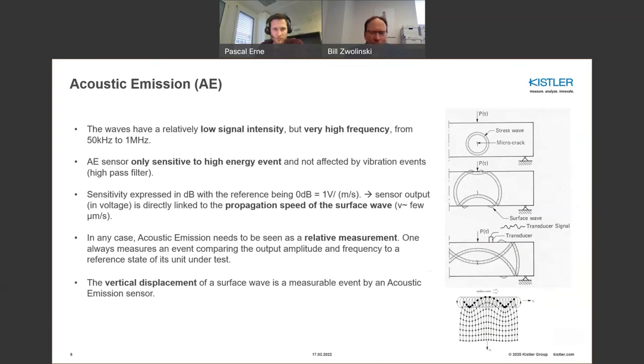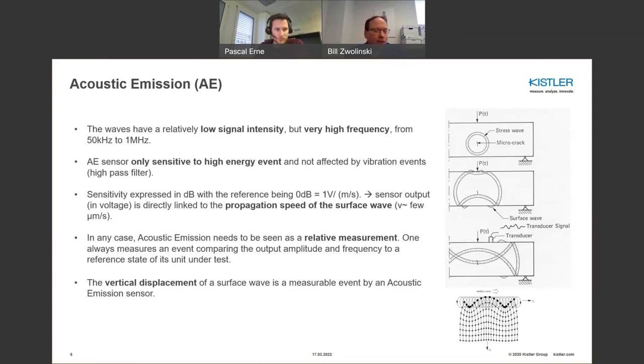Sensitivity of AE sensors is typically referenced in dB, but dB referenced to 1 volt per meter per second. So I'm going to give you an example in a bit like that, because a lot of times when people start talking dBs, a lot of people get a blank stare, and hopefully we can add some value to what that really means in the next few slides.